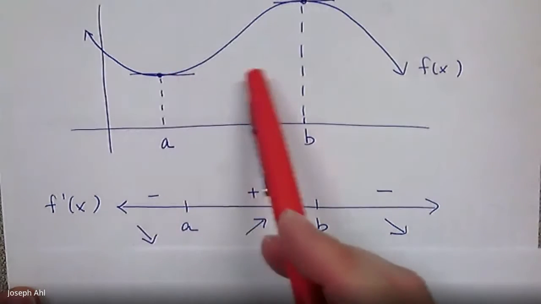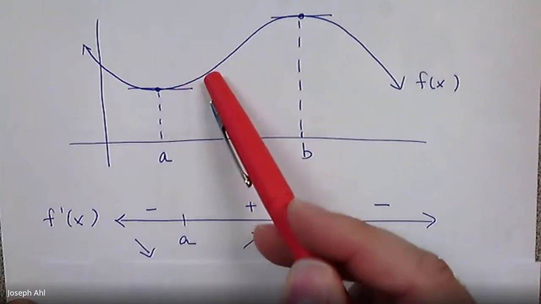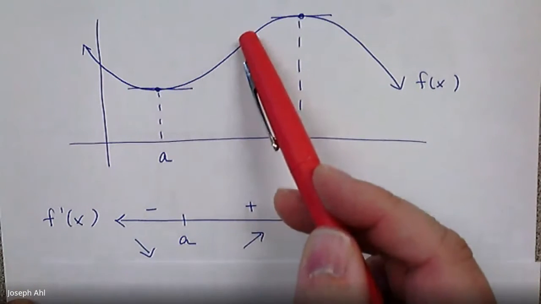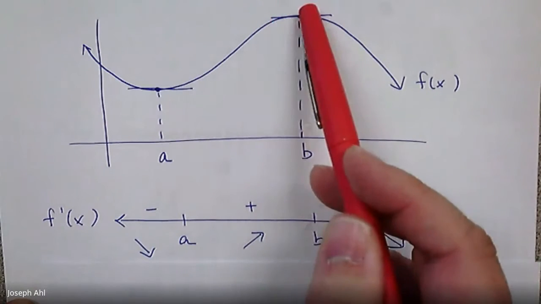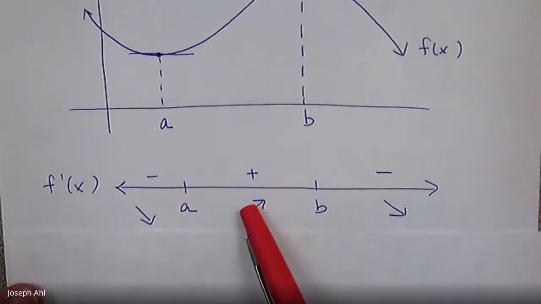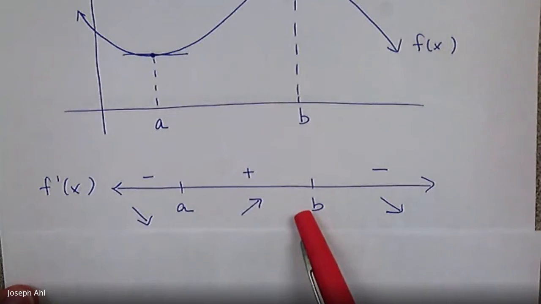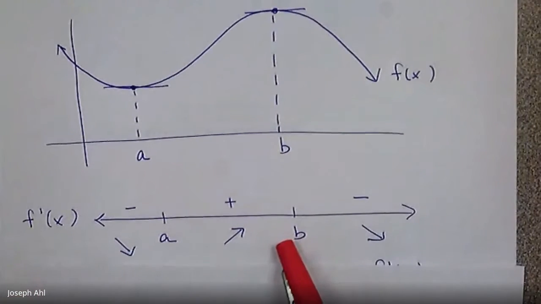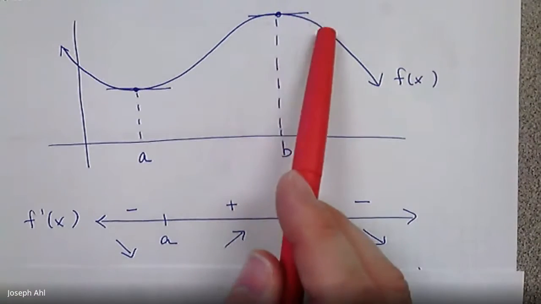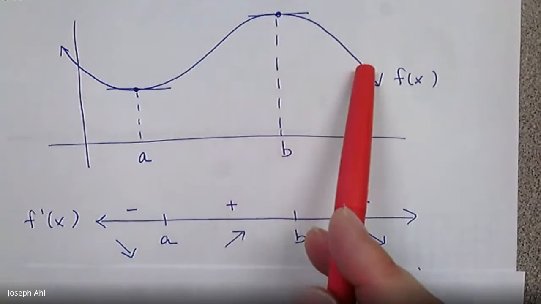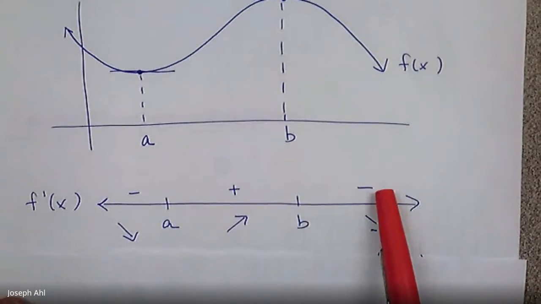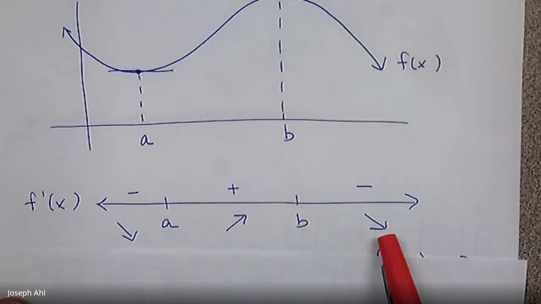Then when I go in between a and b, what we can see is that now the slopes of the tangent lines are positive. And since all the slopes of the tangent lines there are positive, we know that the graph is increasing from a to b. And then finally, once I reach point b, now we switch back over to negative slopes. So when the slopes of the tangents are negative, we get that the graph returns to decreasing.